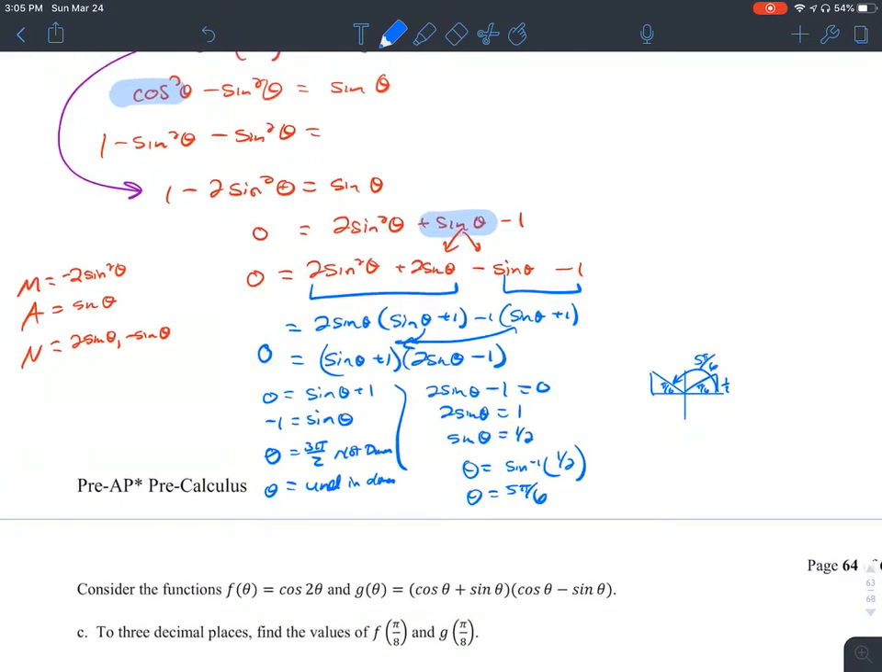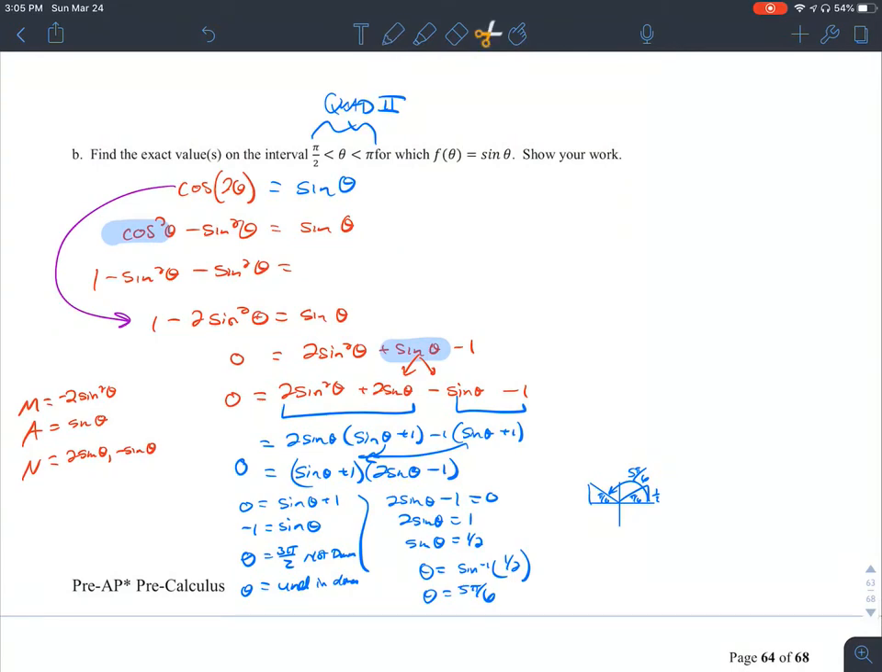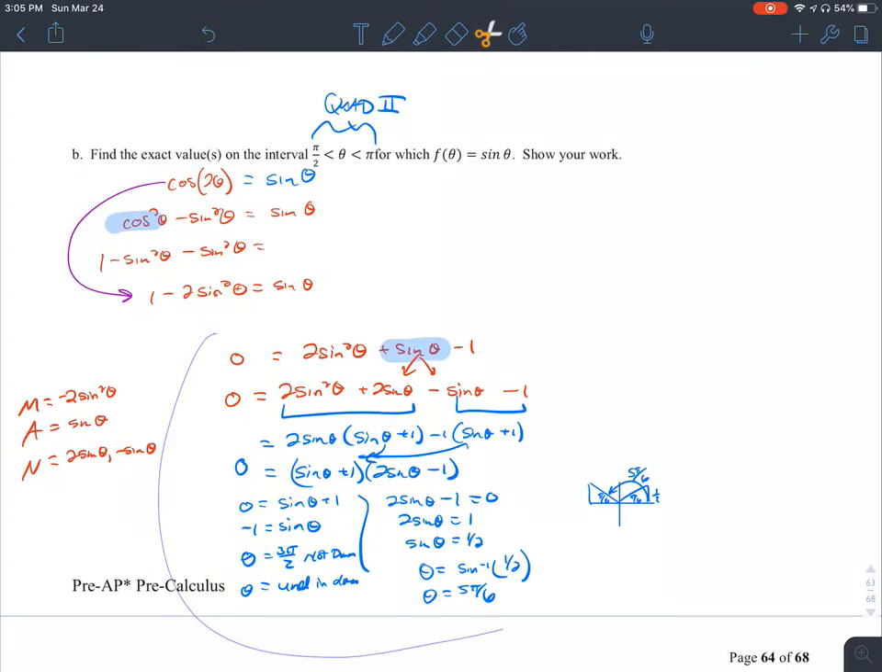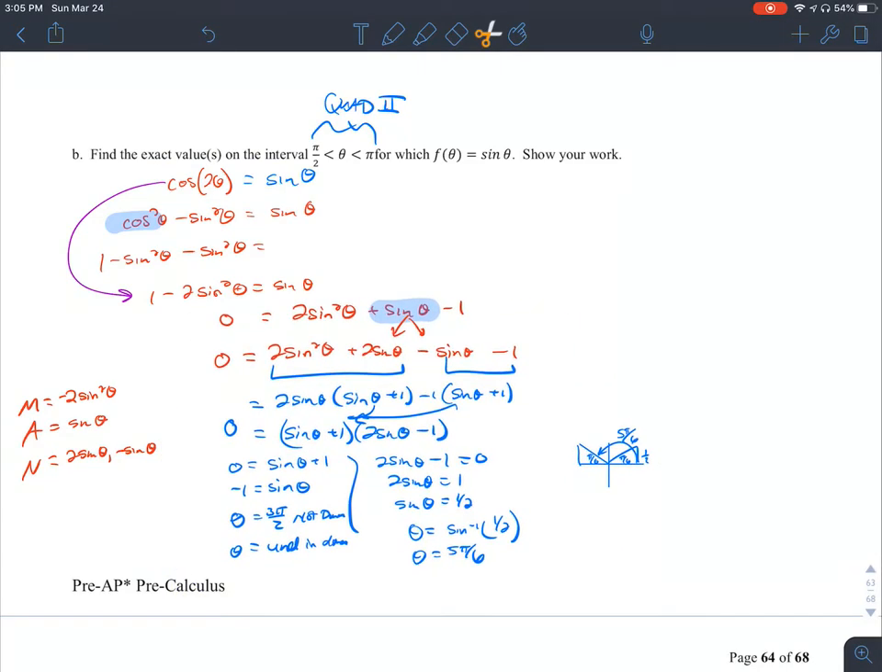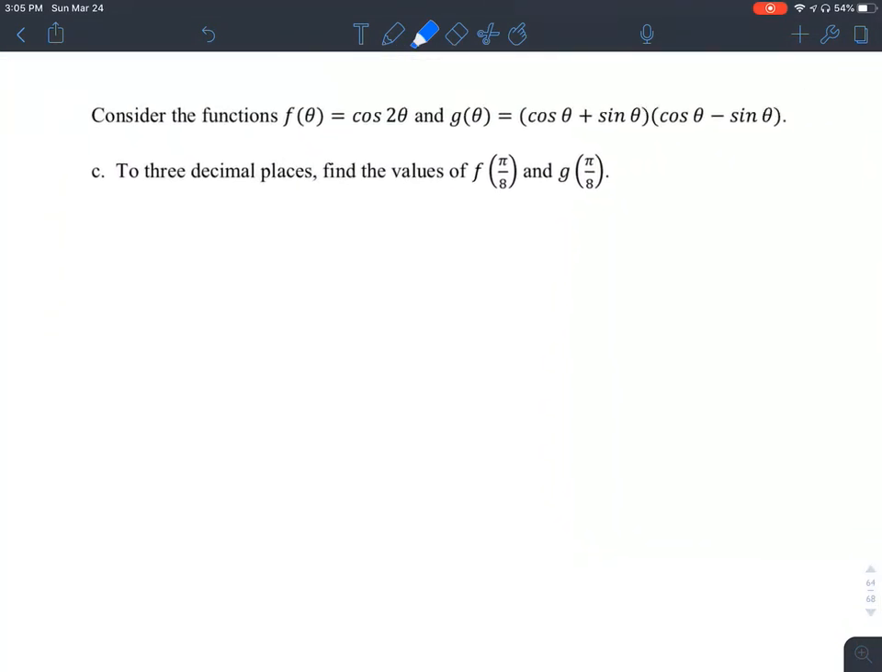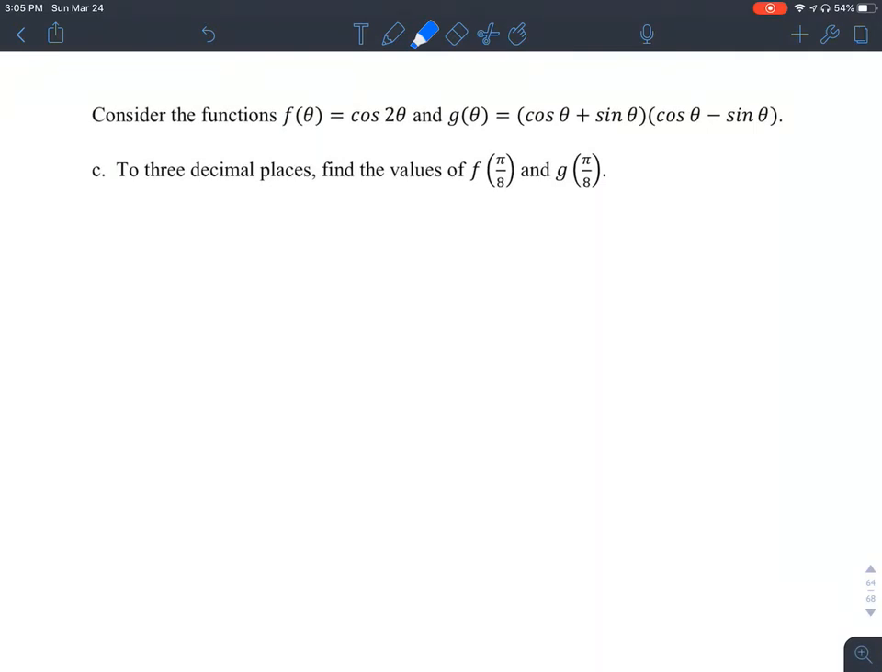Done a lot of work. Let's make sure I answered the question. I'm also going to try to condense this just a little bit. Find the exact values on which f of theta is equal to sine of theta. So I'm saying the exact value is 5 pi over 6. Part C. To 3 decimal places, find the values of f of pi over 8 and g of pi over 8.